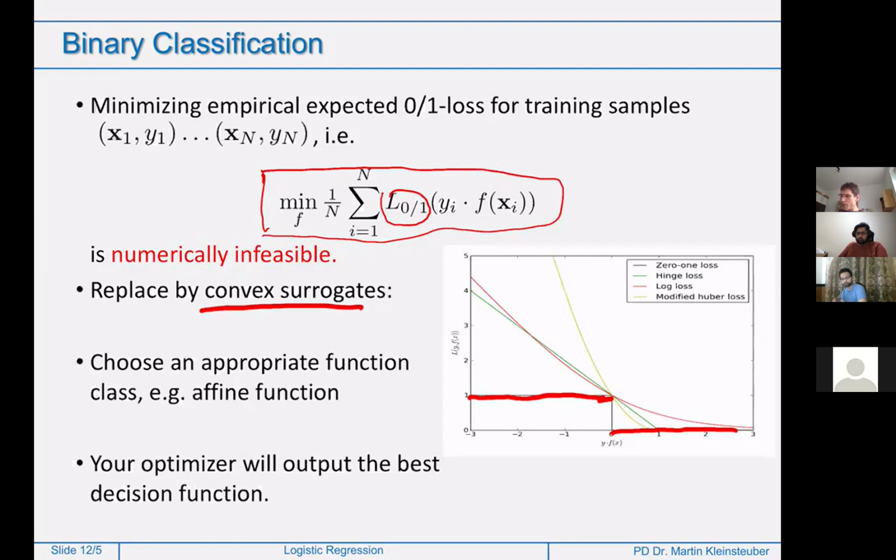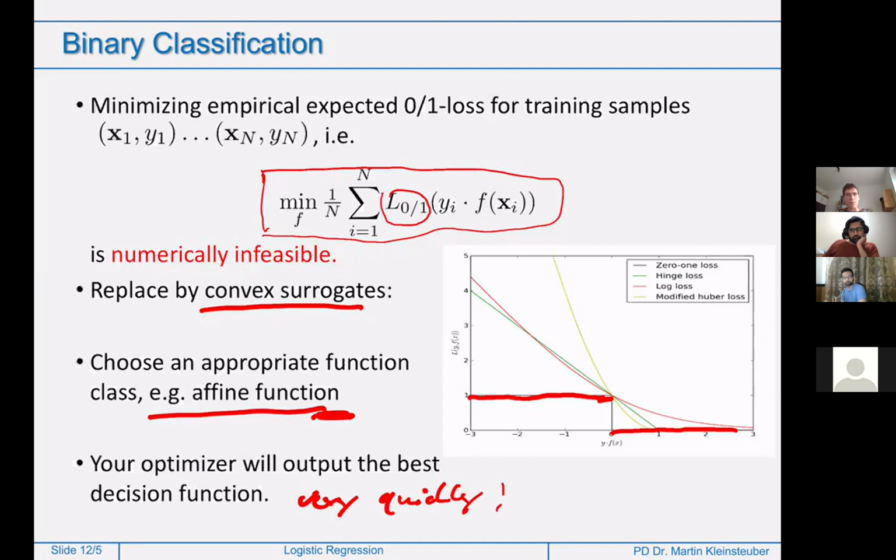For binary classification, we choose an appropriate function class. For example, the affine functions. That's always a good choice if there is nothing else. So it's always a good point to start with, and then to see how good your classification algorithm actually works. And if you do that, then your optimizer will output the best decision function very quickly, right? And this is the idea.